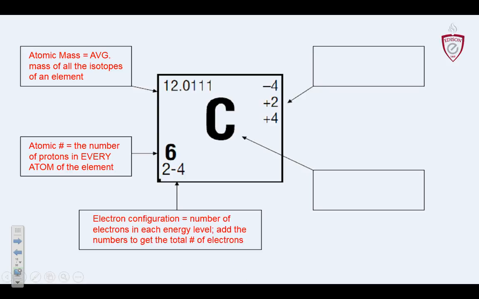All right, the little numbers with the dashes underneath, that is the electron configuration. This is the number of electrons in each energy level. If I add them up, I get the total number of electrons. Notice 2 plus 4 equals 6, so that neutral atom would have 6 electrons. This is not 2 minus 4. This is 2, then 4.